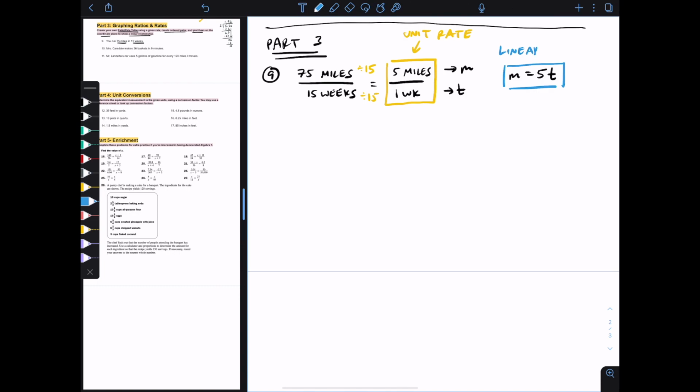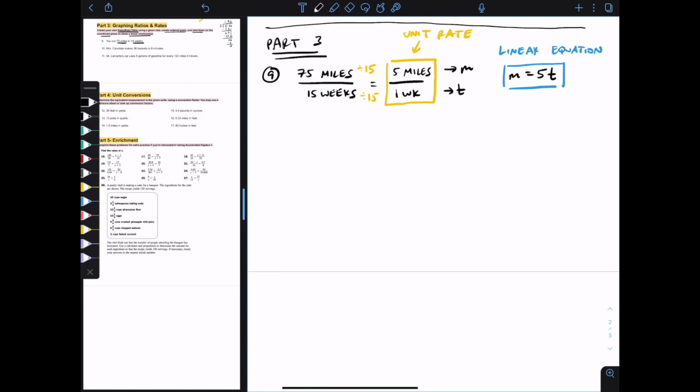All right, so if you're doing something at a constant rate, it's not going to change. So every time you run for another week, you'll end up running 5 more miles. So if t is 1, you get 5 miles. If t is 3, you get 15 miles. If t is 15, you get 75 miles, which is what we started off with. But that's the linear equation. So the unit rate helps us find that coefficient of 5 in front of the t.